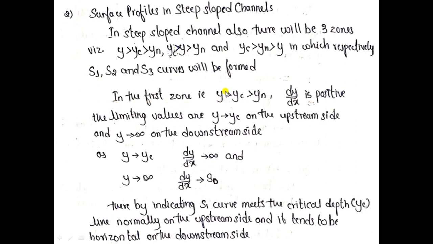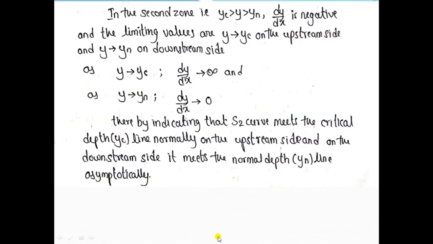In the first zone, if the depth of flow is greater than the critical depth and normal depth, dy by dx is positive. The limiting values here are y tends to yc on the upstream side and y tends to infinity on the downstream side. So, as y tends to yc, dy by dx tends to infinity. Obviously, we are getting this using equations 2 and 3. And as y tends to infinity, dy by dx tends to s naught, thereby indicating the S1 curve meets the critical depth line normally on the upstream side and it tends to be horizontal on the downstream side.